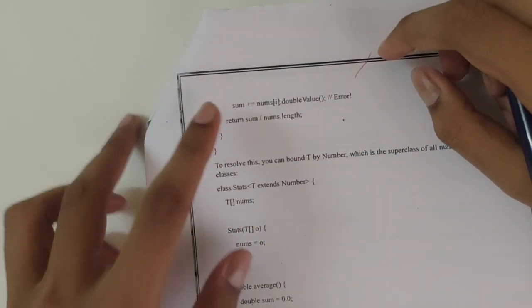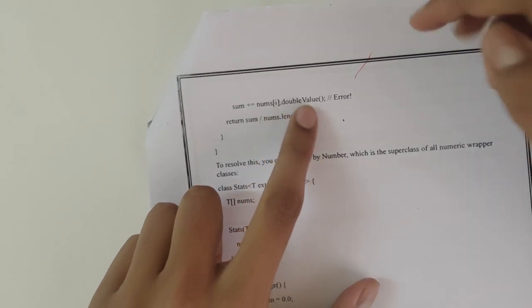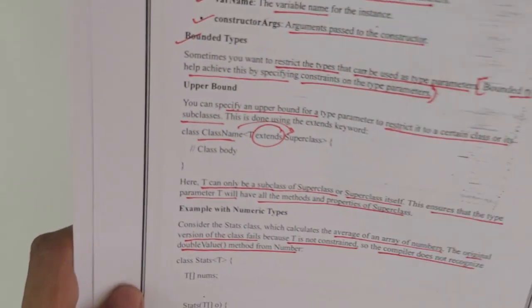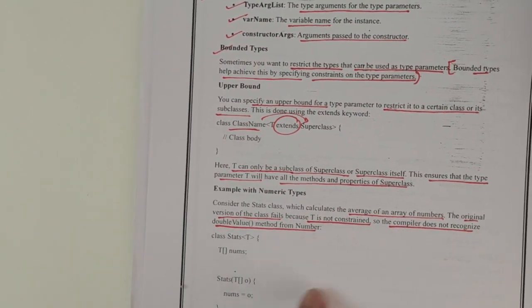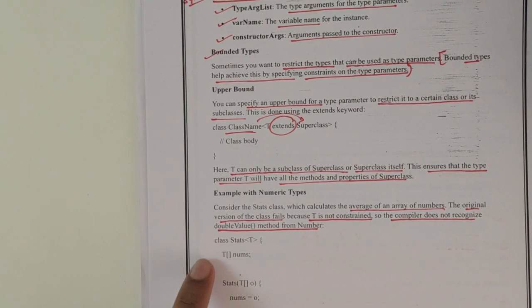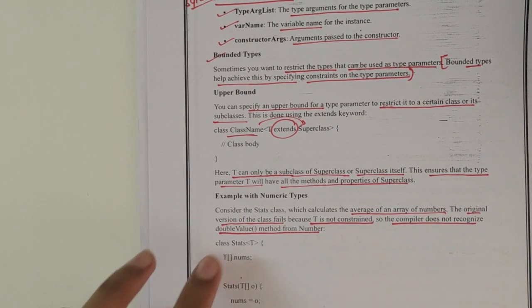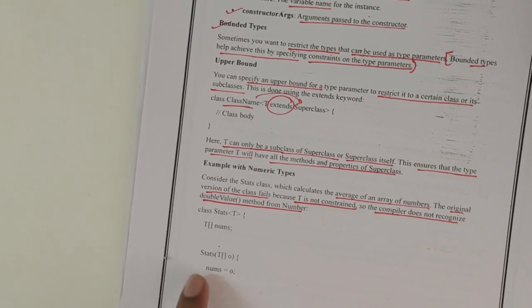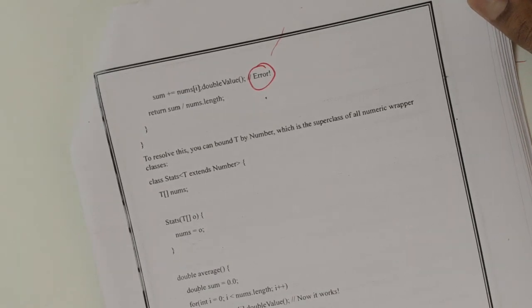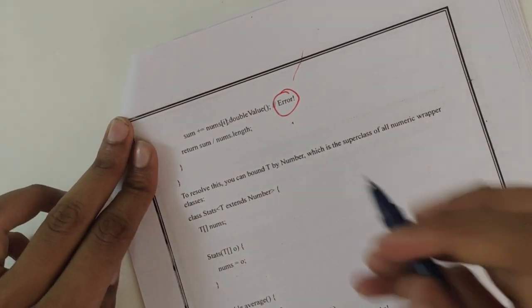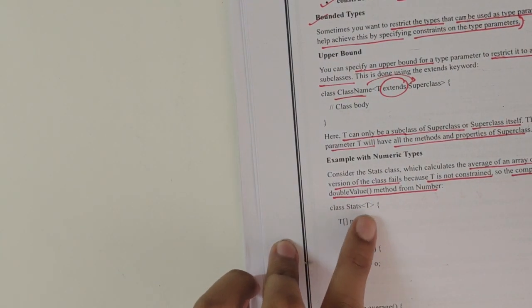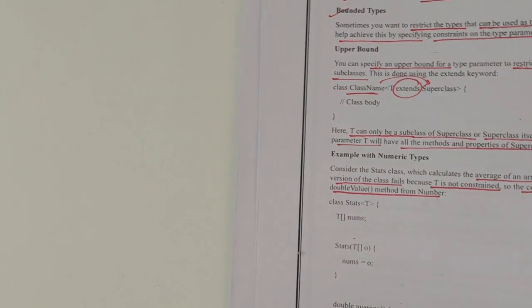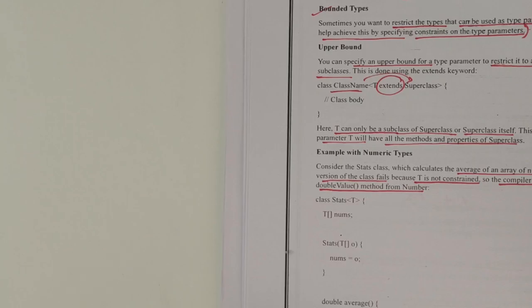Now you can see sum plus equal to num dot doubleValue, we have got an error. Why the error? Because whatever the T value is, we have not given any constraint to it. Therefore, the compiler is not able to recognize what particular data type it is. That's why it will generate an error. Since class T has not used extends from where it is extended, that's why there was the error, and also we have not declared the type of data.